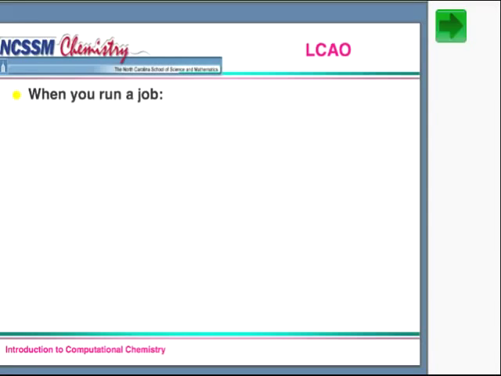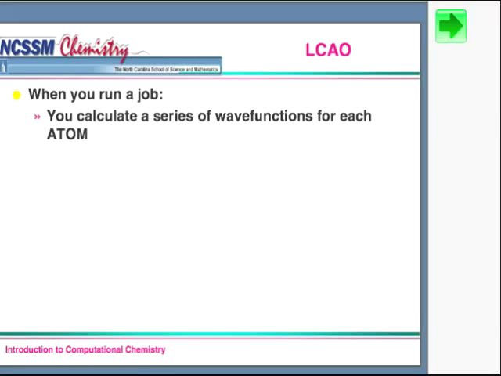Okay, LCAO, linear combination of atomic orbitals. Let me explain it in terms of what happens when you run a job. When you run a job, you're calculating a series of wave functions for every atom. So if you have the water molecule, you have an oxygen atom, a hydrogen atom, and another hydrogen atom. And you're solving Schrodinger's equation. You're solving the wave function for each atom. So you're basically saying, where are the electrons in the oxygen atom? Oh, I have an idea of where they are. Where are the electrons in each of the hydrogen atoms? Oh, I have an idea of where they are. So you calculate those wave functions.